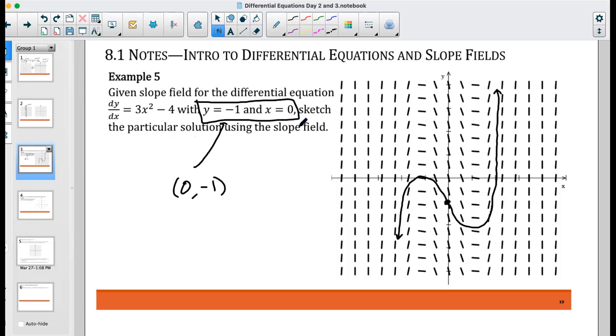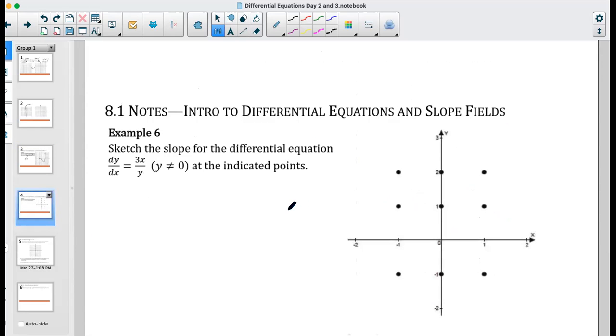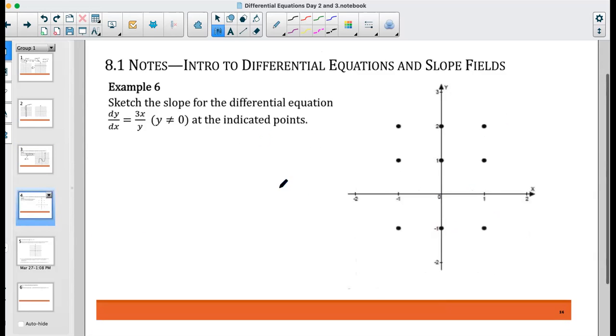I can give you a slope field and a point and ask you to sketch the curve that it would look like. And the last question is where I give you a differential equation and a certain number of points, and I ask you to sketch what the slope field would look like. Basically, you make a list of the points you have, plug in the x and the y, and then sketch the slopes.